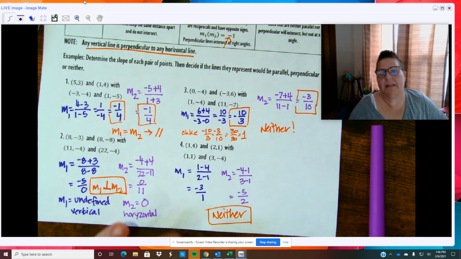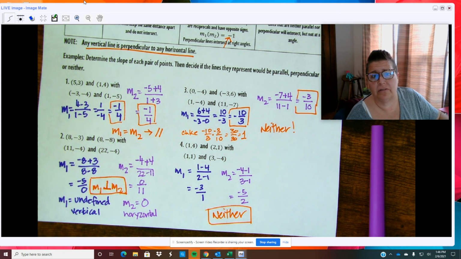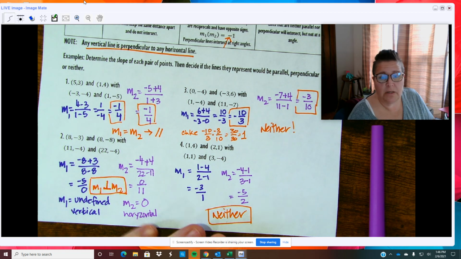There's no visible relationship here. The slopes are not the same. They're not reciprocals. They're not even opposite in sign. They're both negative. So there's absolutely no value or no relationship here. They're not parallel nor perpendicular. I don't know about value. They could be very valuable. All right.